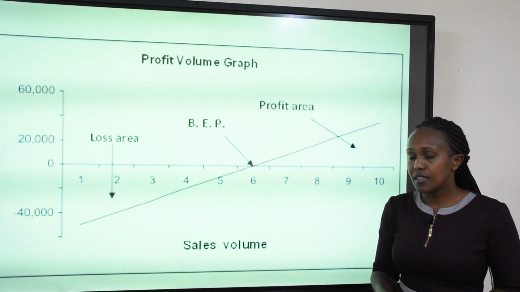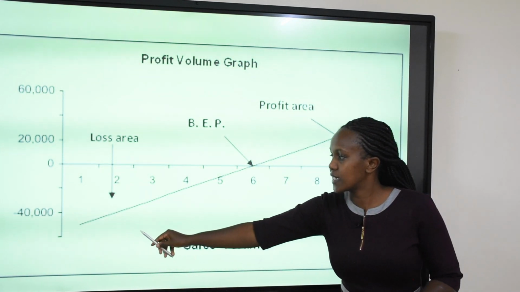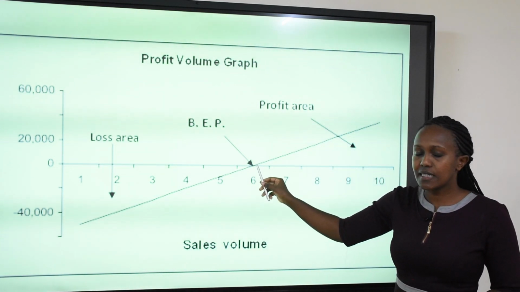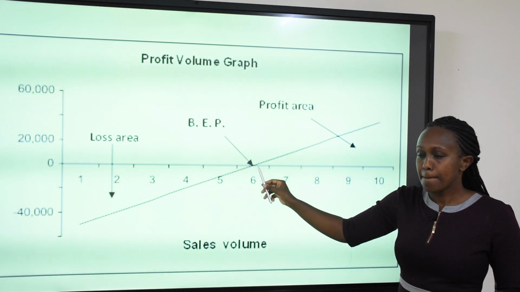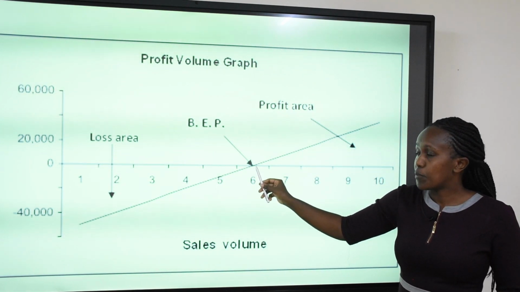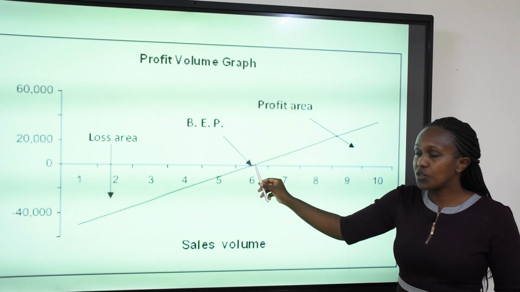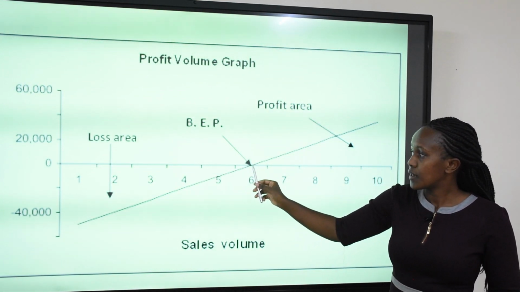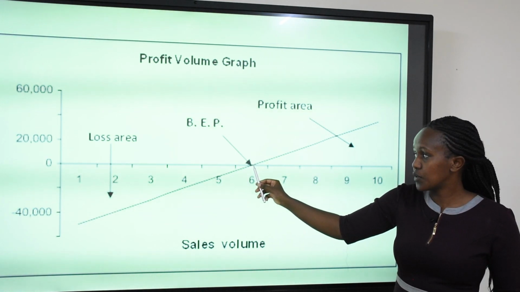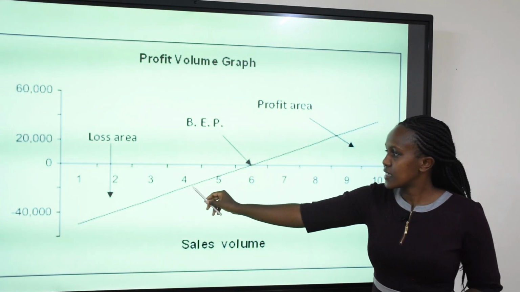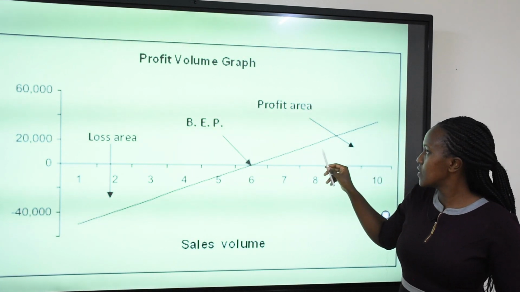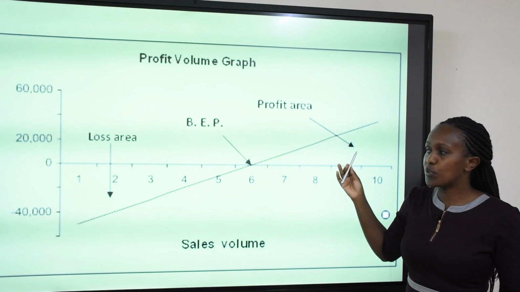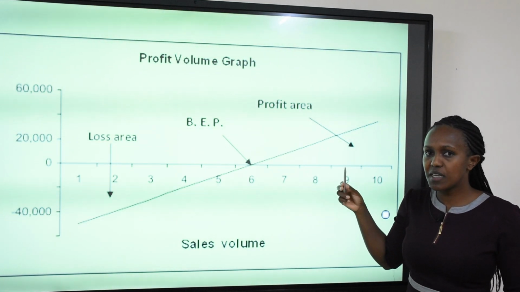It is expected that the graph will start from the negative side, that is the losses. But when it touches the x-axis, at this point, this is the break-even point where profit is equal to 0. And you can see here, it is going to be reading 0. The profit is going to be 0. So before that, at this area, you're making losses. Above this, from this area, you're making profit. So again, this is a graphical approach that we can use to determine the break-even point.